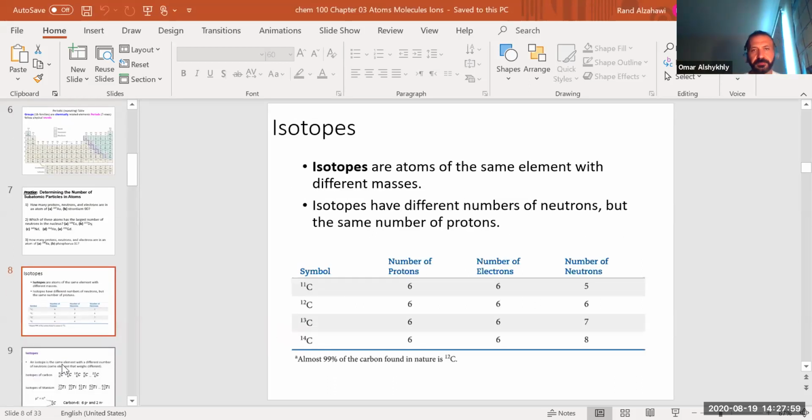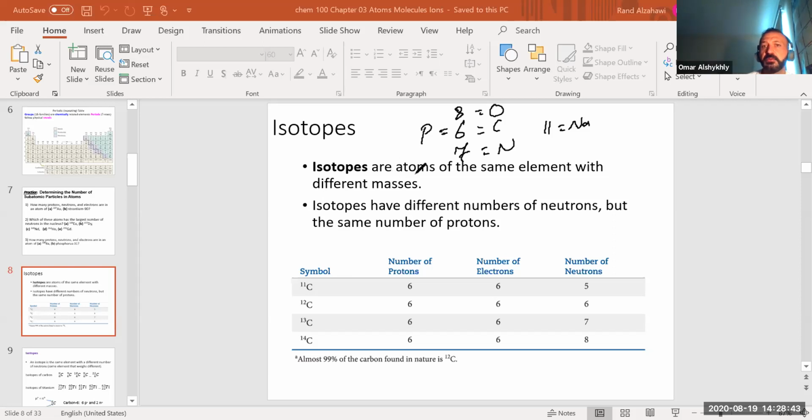Okay, isotope. Isotopes are atoms of the same element with different masses. Now, who is responsible for the identity of the atom? It is the proton. The proton is the one that identifies the atom. For example, if you have 6 protons, you have carbon, 7 protons is nitrogen, 8 protons is oxygen, and 11 is sodium. So the number of protons identifies the element.